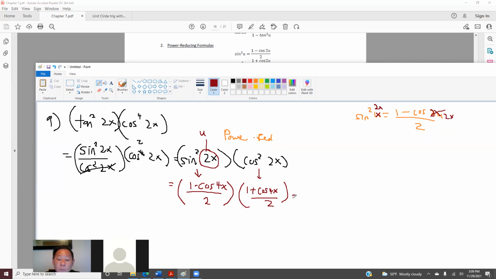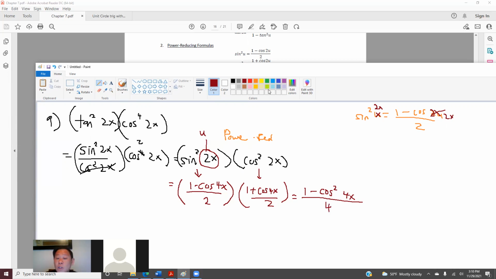Now what we do is we will multiply them. So 1 minus cosine 4x times 1 plus cosine 4x. If you foil this, you will get 1, and then you got a cosine 4x, and then you got a negative cosine 4x. Again, cosine 4x, negative cosine 4x, they will cancel each other out. But you will end up with a negative cosine square 4x, because cosine 4x times cosine 4x, and the 2 times 2, you get 4 here.